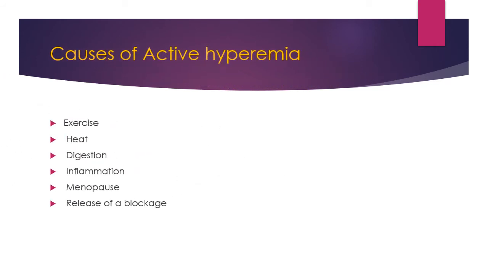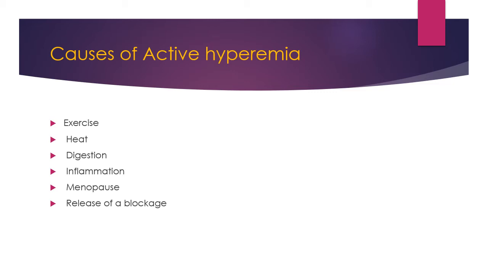Causes of active hyperemia. The first cause of hyperemia is exercise. Your heart and muscles need more oxygen when you are active, so blood rushes to these organs to supply extra oxygen. Your muscles need up to 20 times their normal supply of blood during a workout. This is the main cause of active hyperemia.